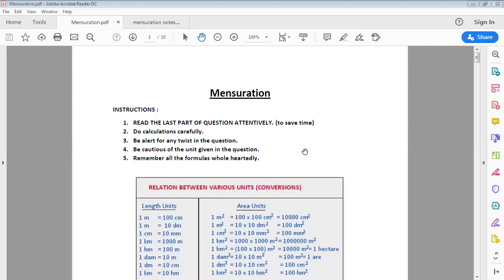And the third part is to be alert for any twist in the question. What does this mean? Mostly mensuration questions are formula based. You put the formula, you put the numbers in it, and you get the answer. But some of them have a twist in them, so you must catch that twist in the question. If you catch that twist, your answer will be very easily derived. And the fourth part is to be cautious of the units given in the question. In some questions, they can change the units to confuse the students, so you must be careful with the units involved. And the last instruction is to remember all the formulas wholeheartedly. This is a must.